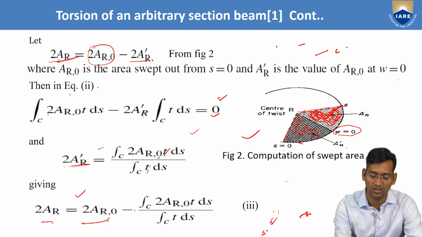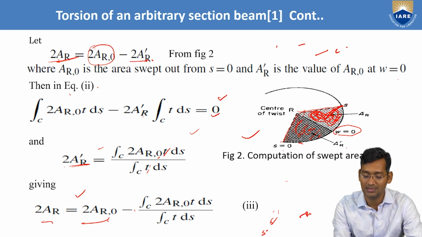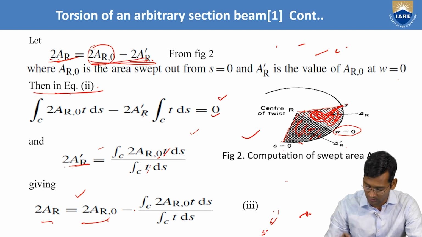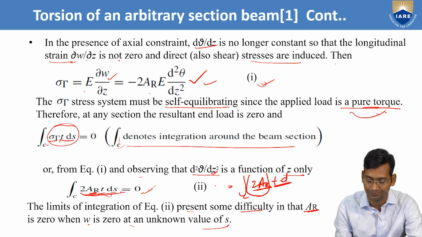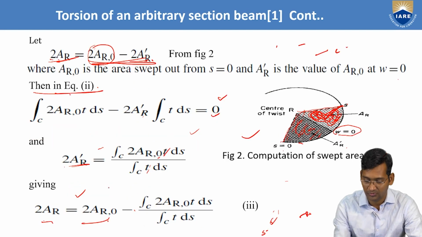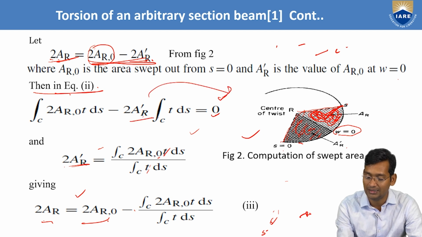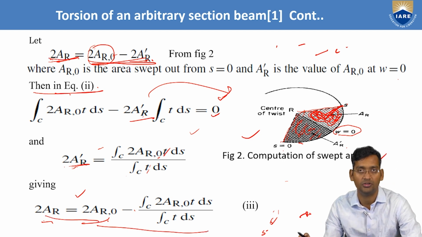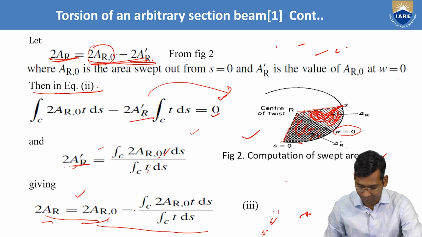So just substitute here, take integral of this one. So 2AR naught TDS minus 2AR dash. So then from equation 2, just substitute 2AR, this value, where? Here. Right, after this, we got this equation. From there, just take this to this side, find 2AR dash. Once you have 2AR dash, substitute back here, then you will get 2AR dash. So this is the 2AR dash equation, so 2AR equation.